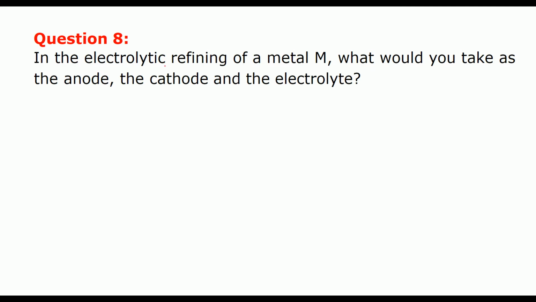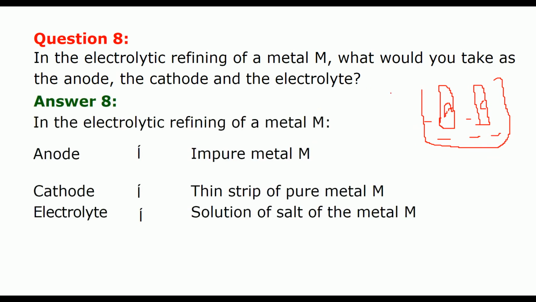In the electrolytic refining of a metal M, what would you take as anode, cathode and electrolyte? So the question is, this is anode, this is cathode, here is electrolyte. First is anode, it has to be impure metal M, cathode has to be pure metal M, and this solution, the electrolyte solution, should be the salt of metal M.